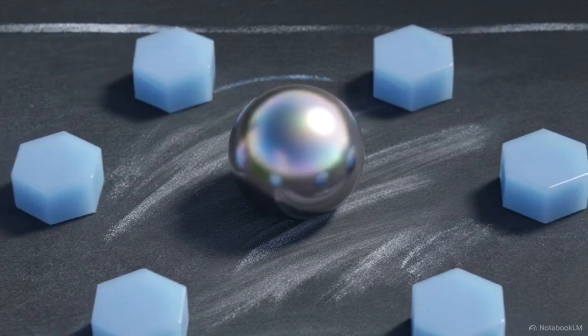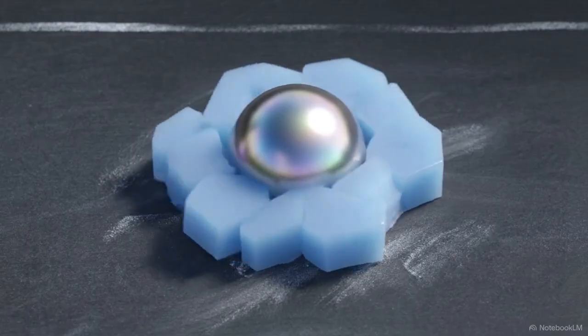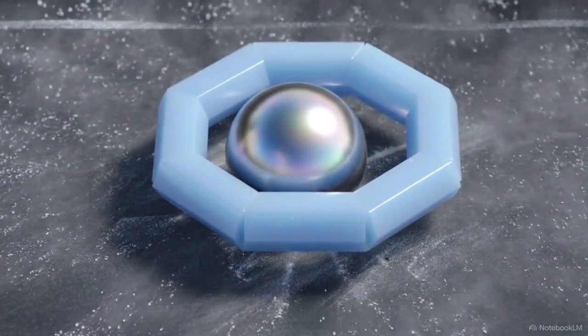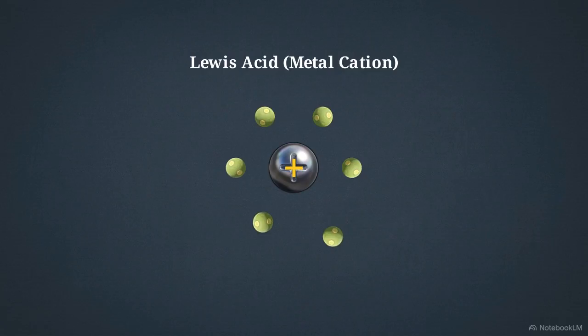Transition metals operate as the rigorous hubs of microscopic architecture. A transition metal snaps into place at the center of a highly organized geometric frame. We call this core a Lewis acid, an electron-deficient metal cation. It acts as a docking station for ligands, Lewis bases carrying pairs of electrons ready to donate.